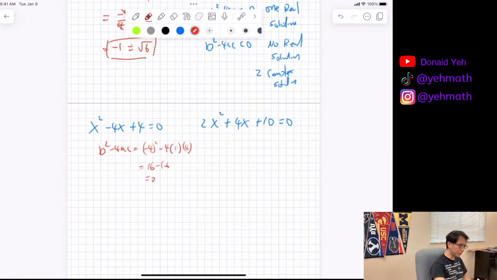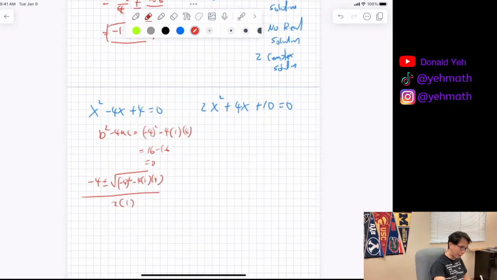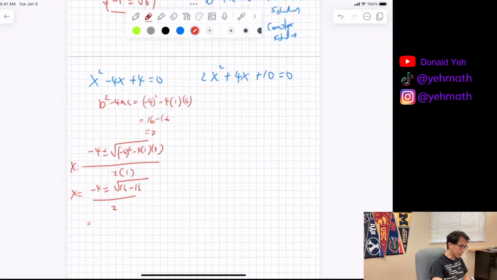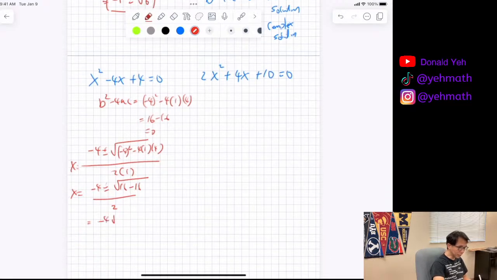Why? If you do the quadratic formula, you're going to do the same thing. So it's going to be negative 4 plus minus the square root of negative 4 squared minus 4 times 1 times 4, over 2 times 1. Now that equals negative 4 plus minus the square root of 16 minus 16, which, we already told you, is equal to 0. If that part is equal to 0, this part is going to be plus minus 0 over 2, so that's going to be negative 2 only, and that's only one solution.